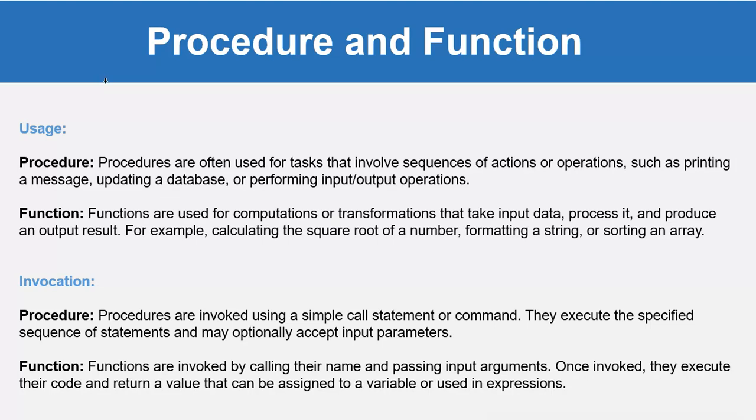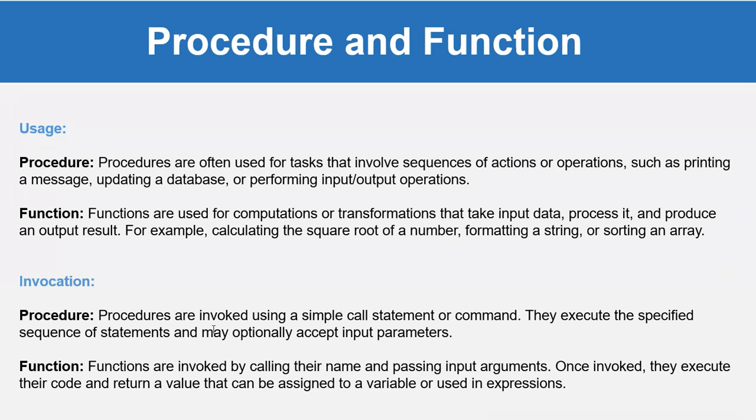involve a sequence of actions or operations, for example printing a message, updating a database, performing input output operations. All these are examples of a procedure. Functions are used for computations and transformations, for example calculating the square root of a number, calculating the addition of two numbers, formatting a string, sorting an array. All these are examples of a function.